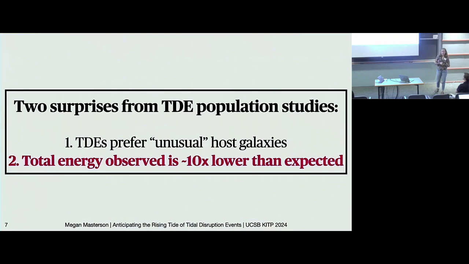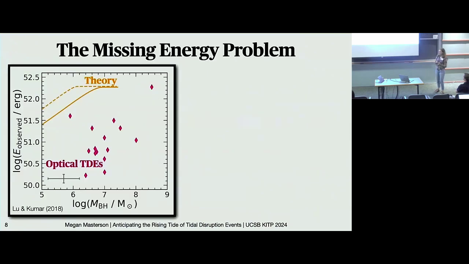And now I want to talk about the total energy output of TDEs. So this has been dubbed the, quote, missing energy problem. On the left here, you can see the optical TDEs, their total integrated energy as a function of black hole mass. These are from an earlier paper. And then you can see in orange the 2 extremes of the theory. And you can see that roughly the optical TDEs lie about an order of magnitude lower than what you expect from theory. There have been a number of potential solutions that have been thrown around.